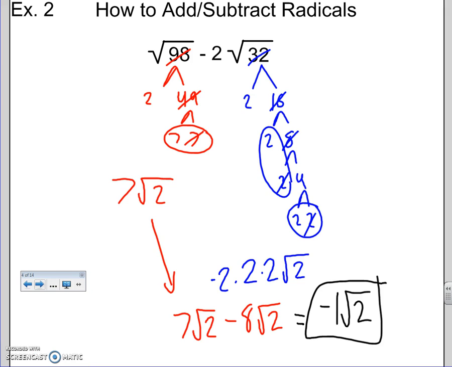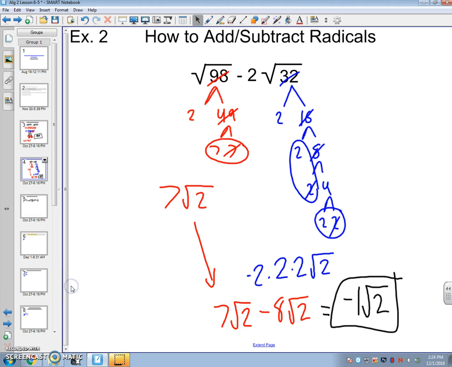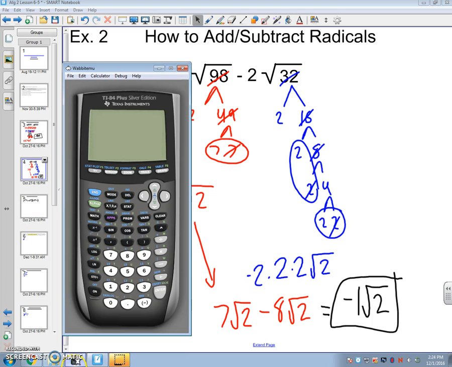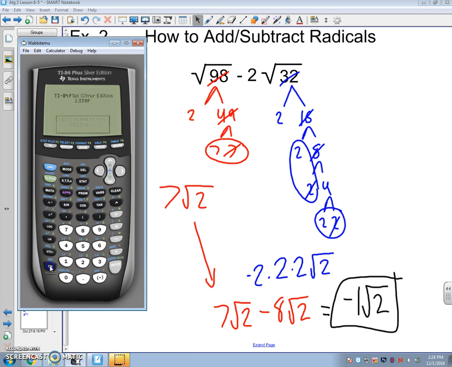Now, I can show you this in calculator, show that they match. So let's see, calculator. If we do the square root of 98 minus 2 square root of 32, we get this answer, negative 1.414 or so on. It's irrational. If I do negative 1 square root 2, you see the exact same thing. So they're the same, just one's reduced or simplified.